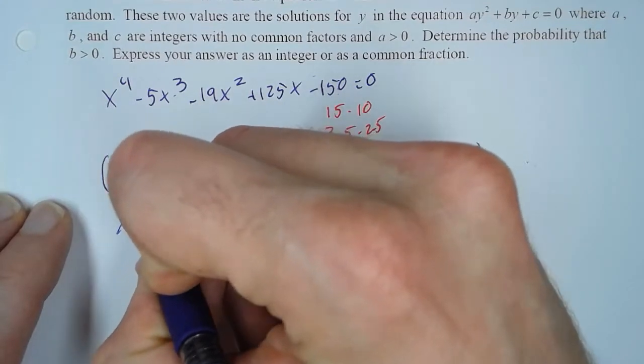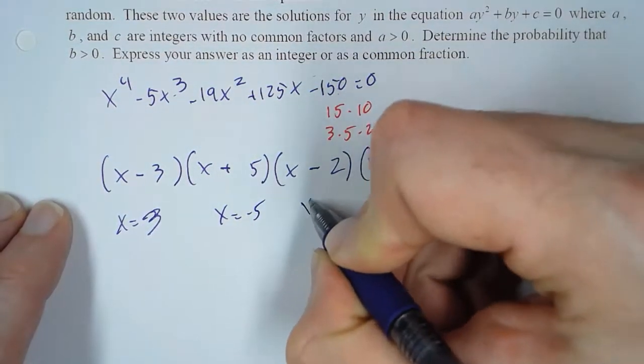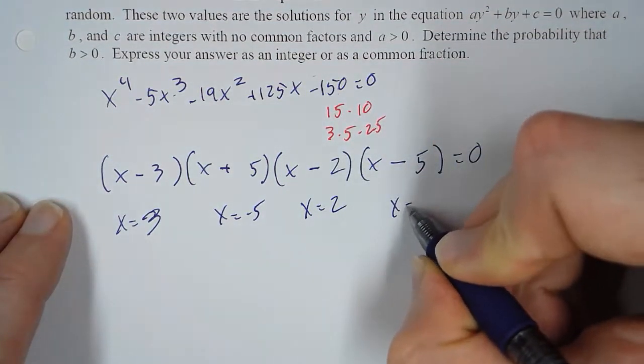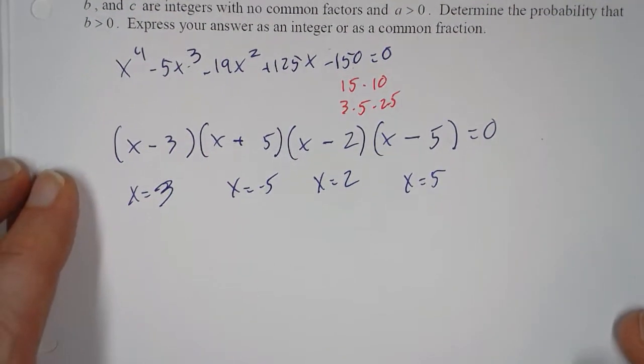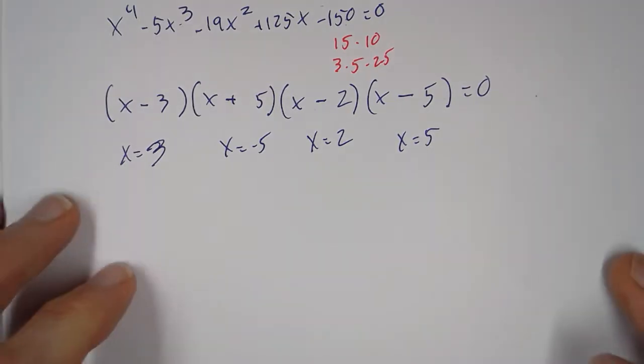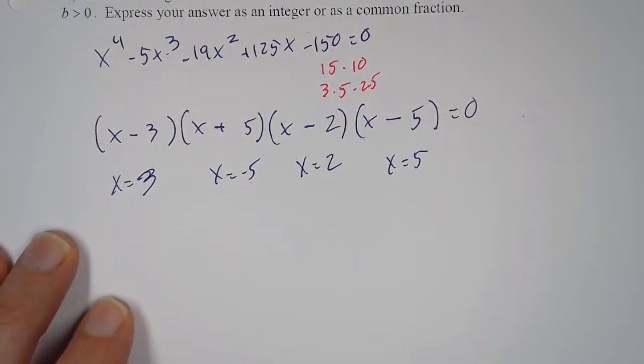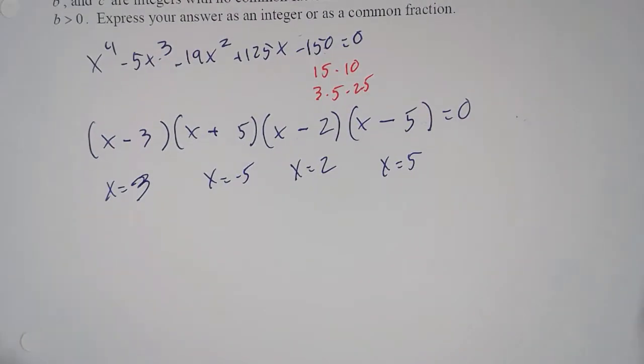x equals positive 3, x equals negative 5, x equals 2, and x equals 5. Now those are our four solutions, but we're not done, because it says two solutions are selected at random. So we have four to choose from. So how can we group them?